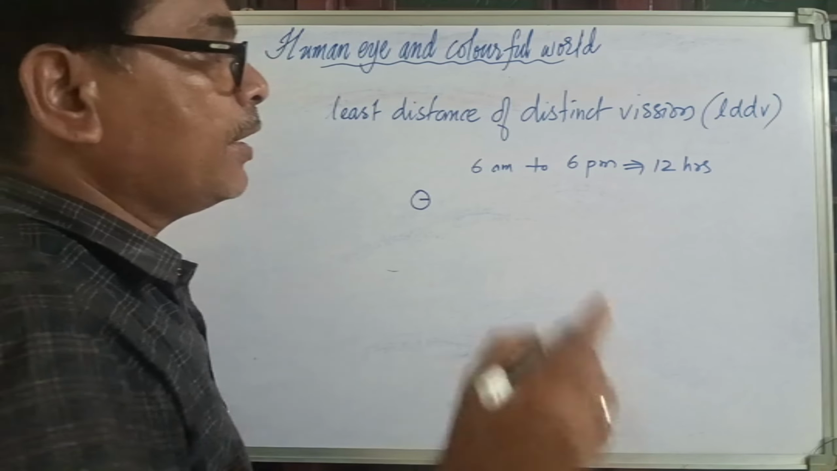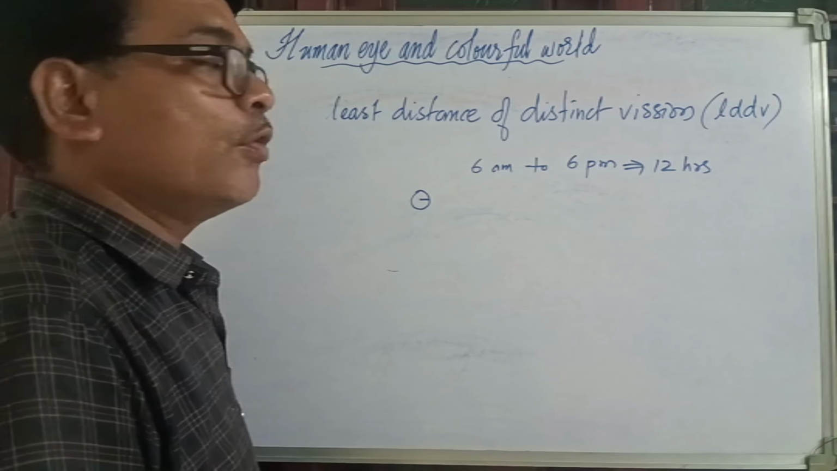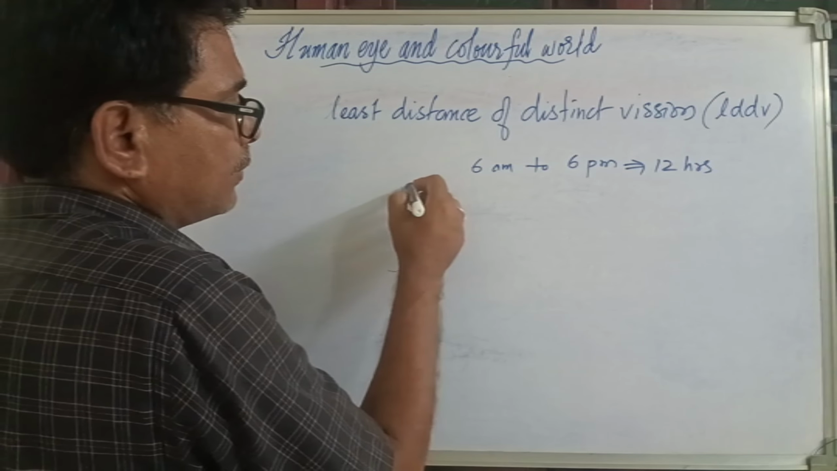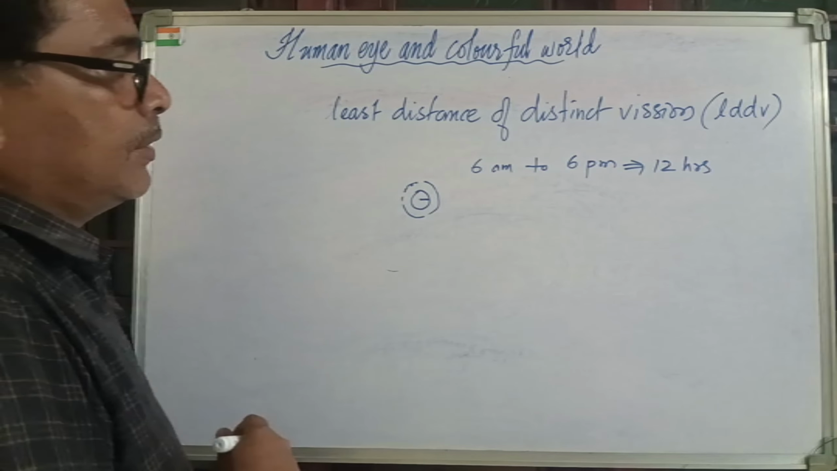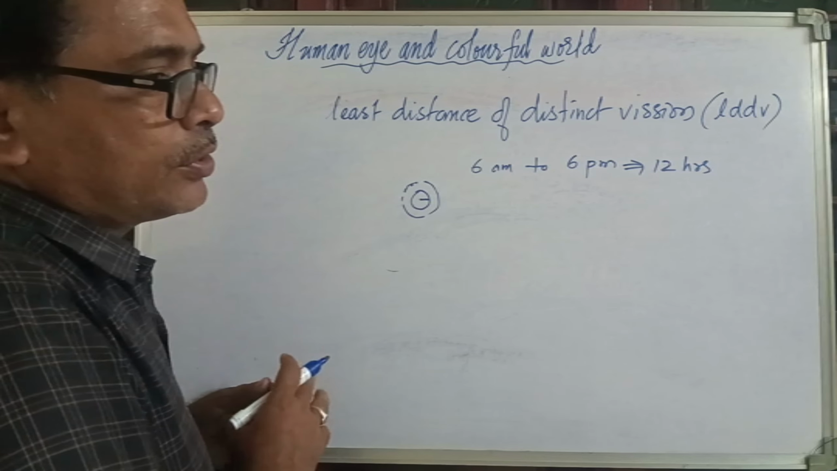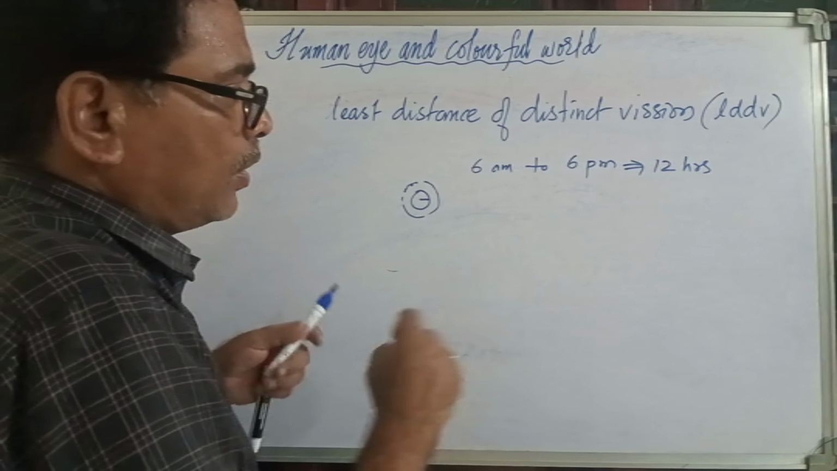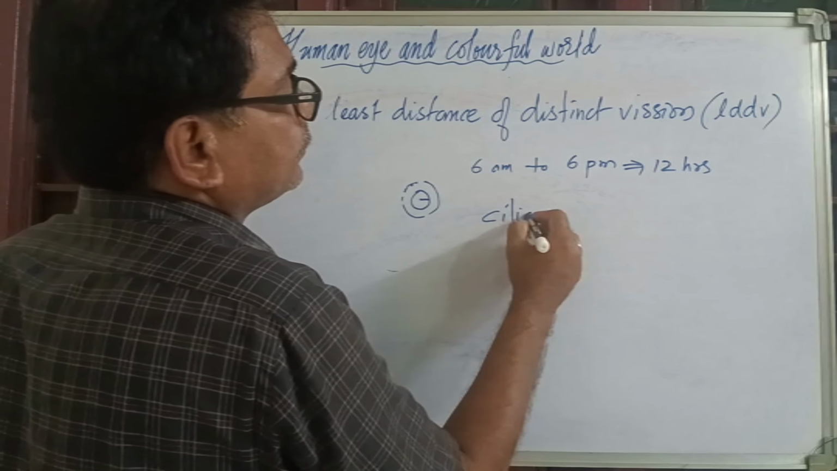Now you tell me, at the end of the day, will the radius be the same? No, because it is a rubber band, it has lost its elasticity. So it has not regained its original radius. It is not in a position to regain its original position. Why? Because for the whole day it was stretched. So this is compared with the ciliary muscles.